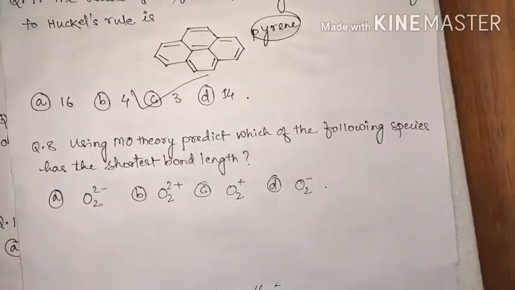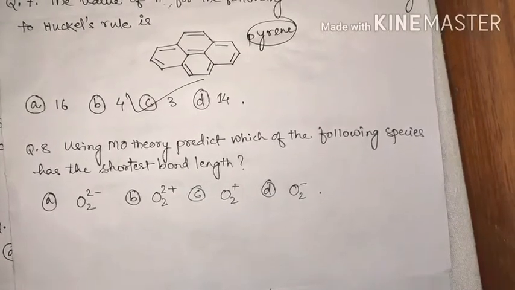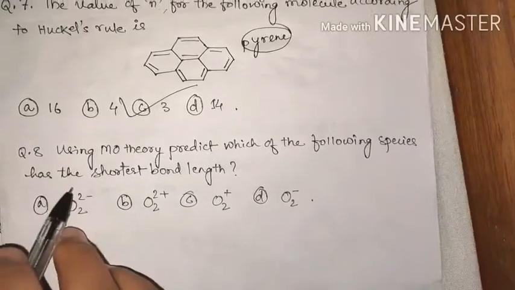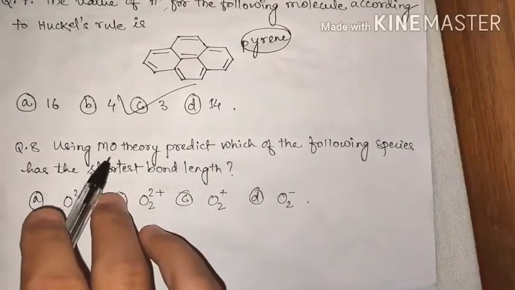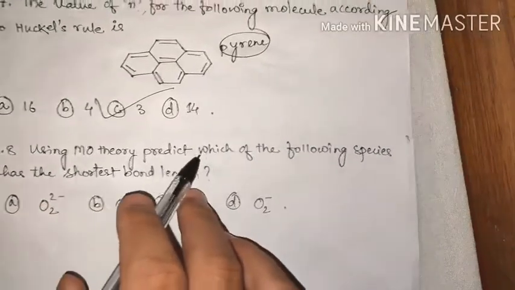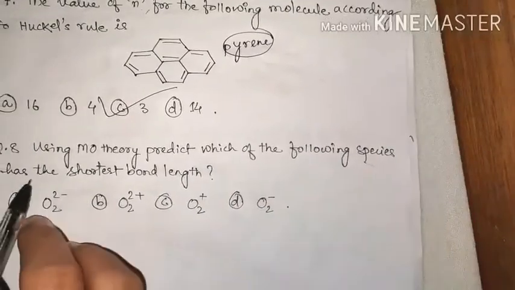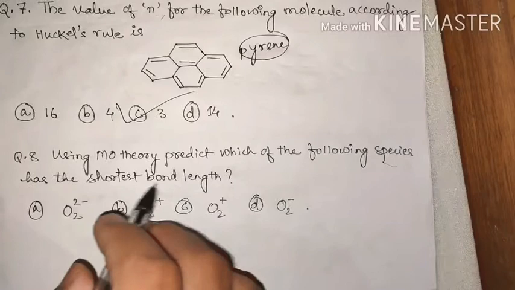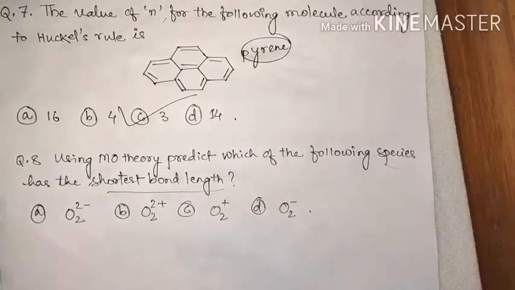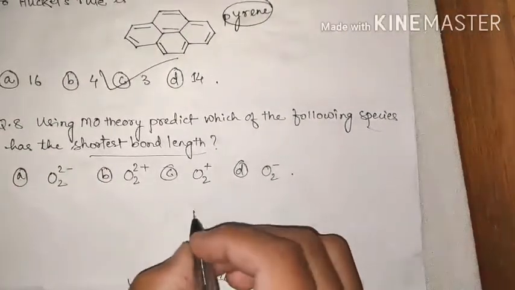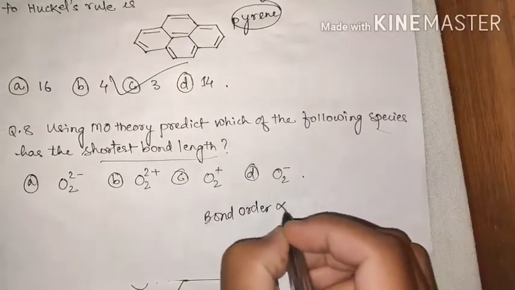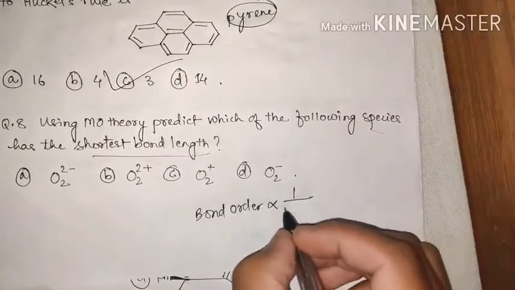The next question is question number 8. In question number 8, it is giving that using molecular orbital theory, MO theory, predict which of the following species has the shortest bond length. If you want to know the bond length, you have to find out the bond order, because bond order is inversely proportional to bond length.